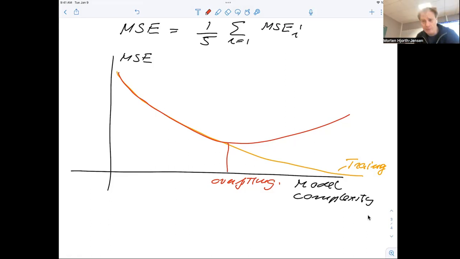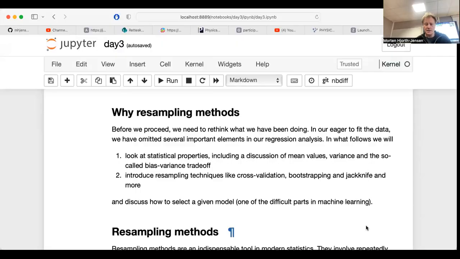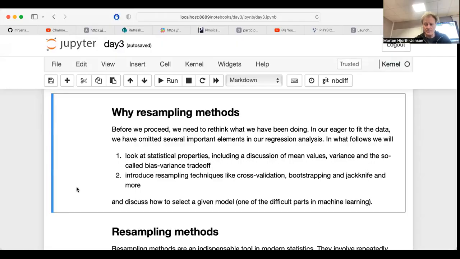Okay, let's switch back to the notebook here and just take a quick look. So let me just bring that up here. And let's try to make this a little bit smaller. Do you see well? Is it good enough?